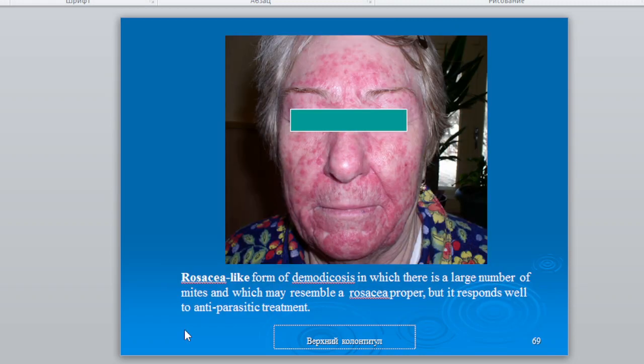Next, a rosacea-like form of demodicosis in which there is a large number of mites and which may resemble rosacea proper, but it responds well to antiparasitic treatment.